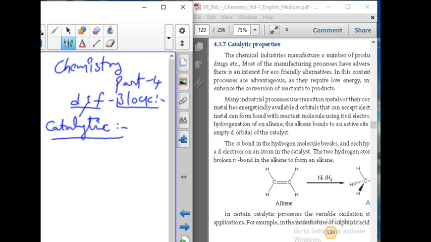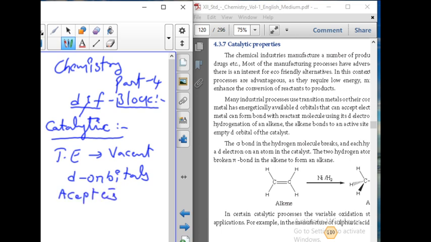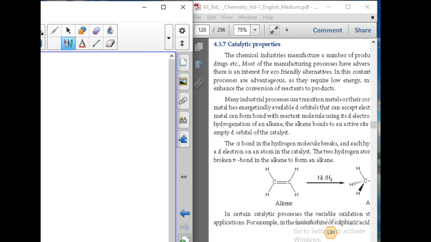Why can transition metals act as catalysts? Because the d orbitals are ready to accept electrons. Transition elements have vacant d orbitals. These vacant d orbitals are ready to accept electrons, so they can be involved in chemical bonding.